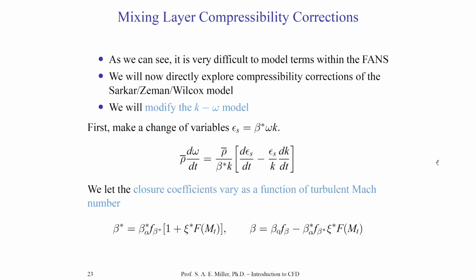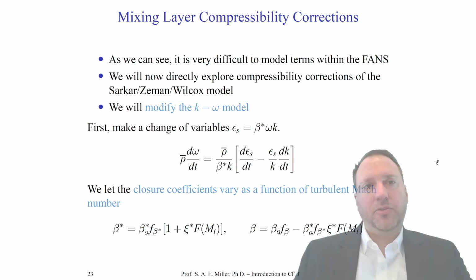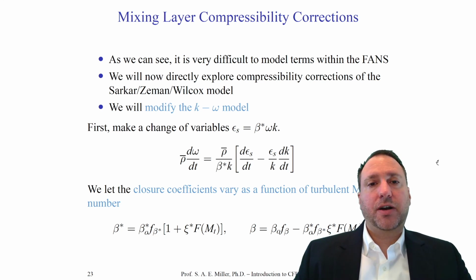As an example, so you can understand the process better, we're going to now look at some particular compressibility corrections for something much simpler and less general, which of course is the mixing layer compressibility corrections. So these would be used as opposed to the full FANS closure, as a correction of the incompressible flow equations. We'll look at these compressibility corrections now.